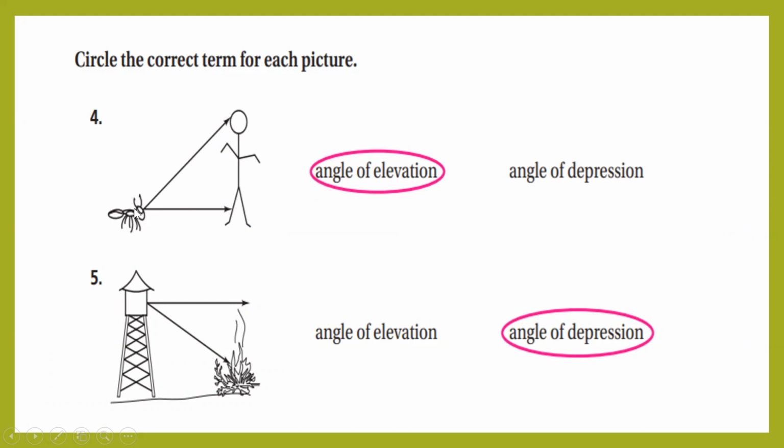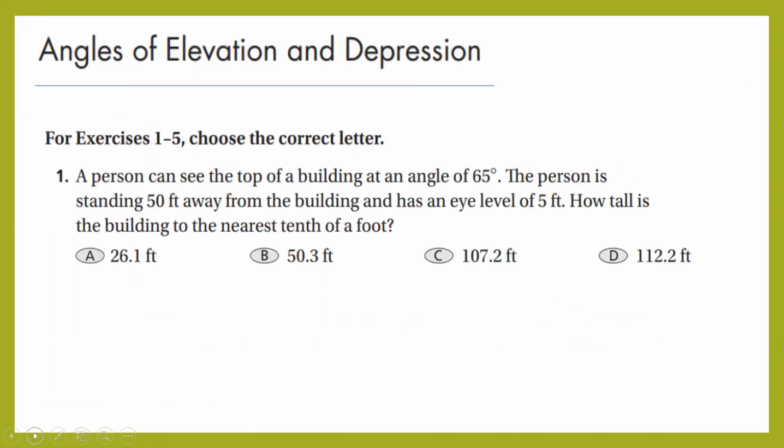The first one here is angle of elevation, because my ant here is looking upward to the head of the man, not the ant. Okay, look at the second one. If you are standing here and looking down at the fire, or grass or something like that, so if I'm looking down, it is angle of depression.